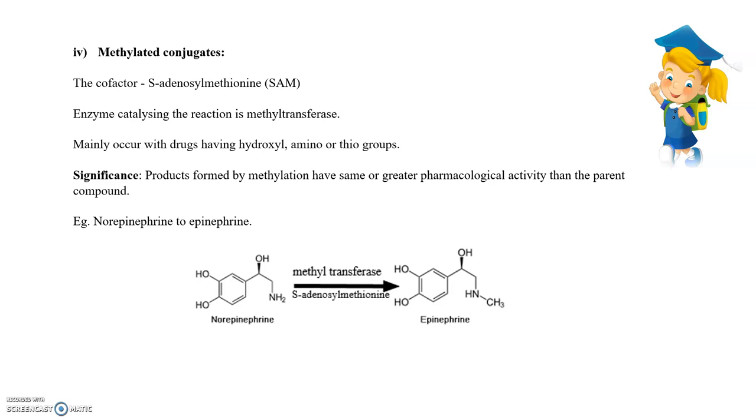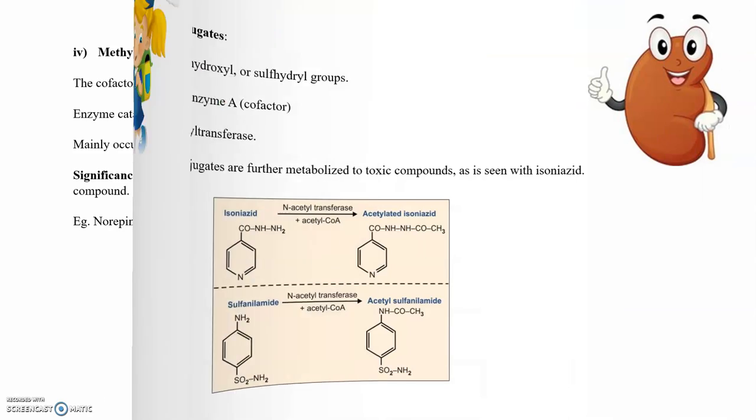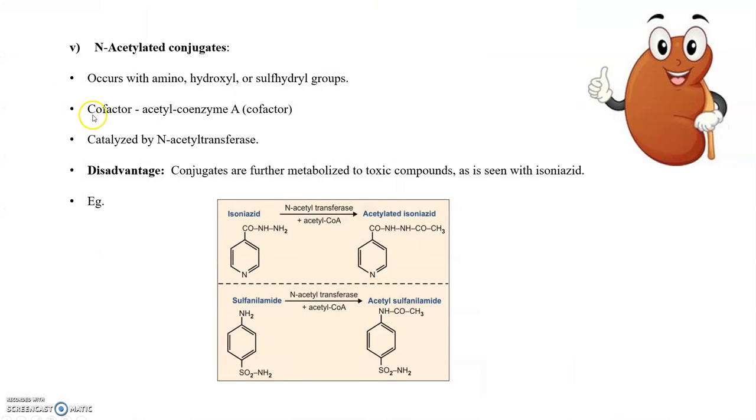Okay. So here the last one is N-acetylated conjugates. So who is the donor here? The cofactor is acetyl coenzyme A. This is donating the N-acetyl group. Okay. And who is catalyzing this reaction? Of course, N-acetyl transferase. That's all.